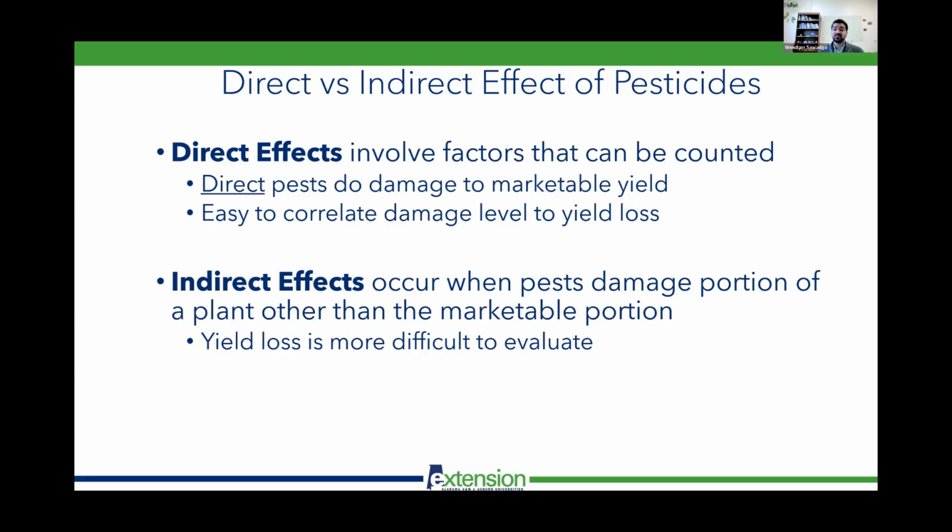And so an indirect effect is when the pest damages a portion of a plant other than the marketable portion. And so the challenge with indirect effects is it's harder to be able to necessarily correlate the damage to yield loss than with marketable, where we can show what was produced, but the damage that exists to it.